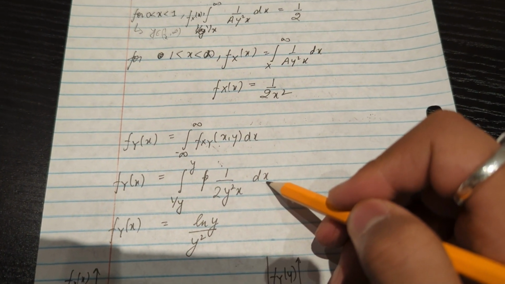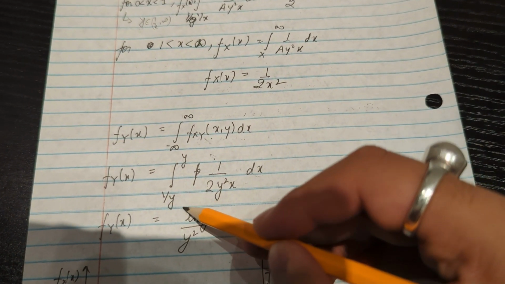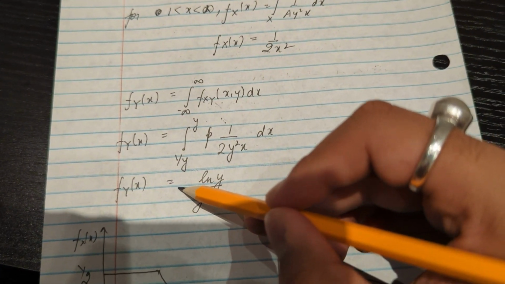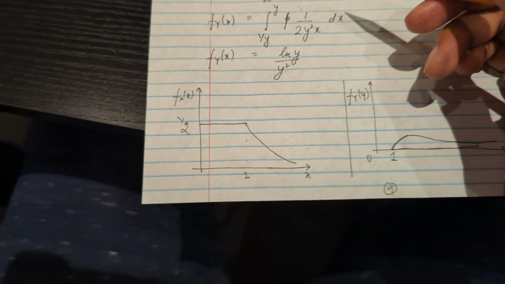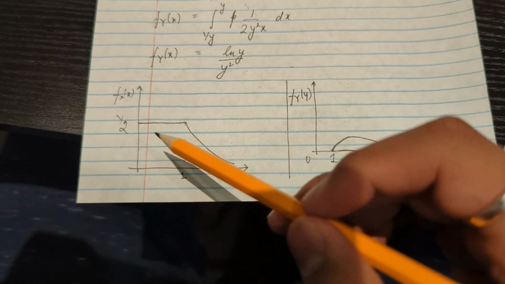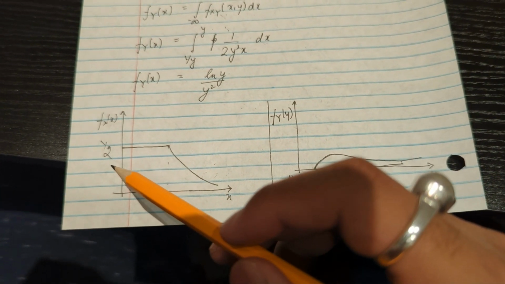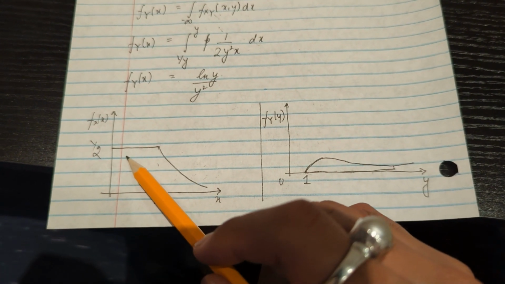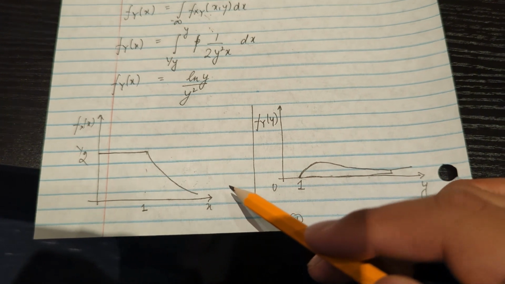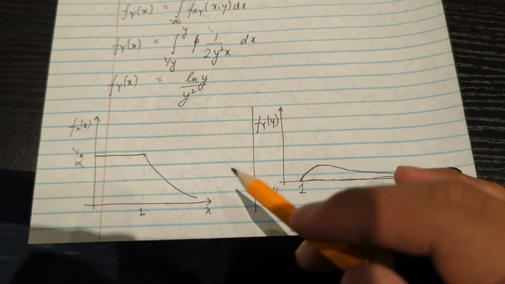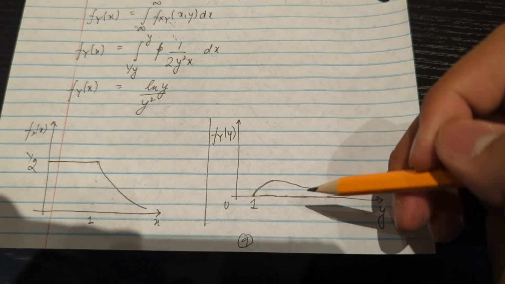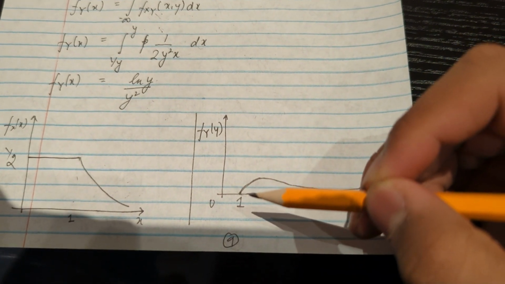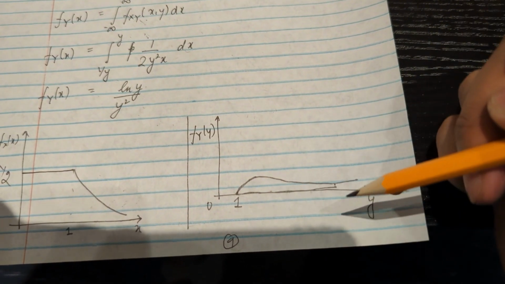For the marginal density function of y, the integrating variable is x, dx. X varies from 1 by y to y, so the marginal density function of y is ln y by y square. And these are the plots for the marginal density function of fx. As we can see, till 1 it is half, then it reduces to 0 till infinity. And for fy of y, y from 0 to 1 is not valid, and from y equals 1 to infinity it varies as ln y by y square.